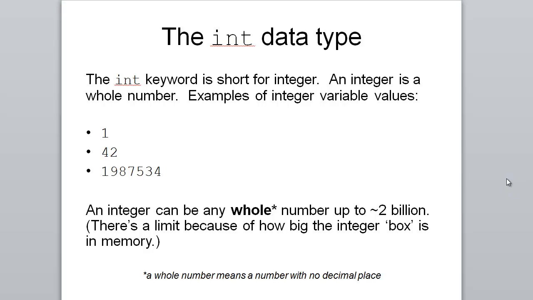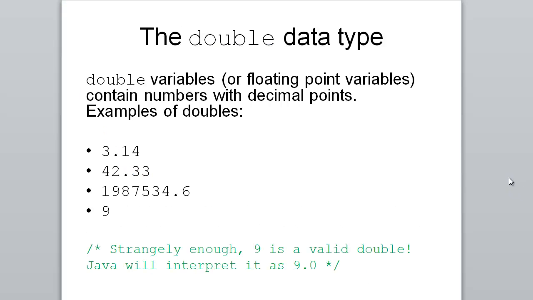If we want to use a decimal, that's our next data type, the double. Double variables are also known as floating point variables, but they're just numbers that contain a decimal point. So here are some examples: 3.14, and even this one here, 9. We could store 9 in a double. It's just that Java is going to treat that 9 as if it was 9.0. Anything that's a double will always have a decimal point. So if you don't put a decimal point, Java does it for you.